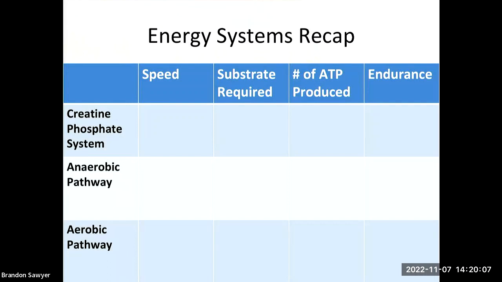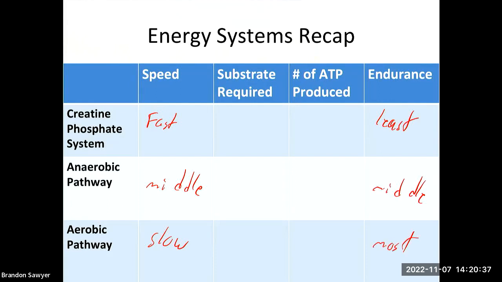All right, let's walk through this briefly together here. Okay, so let's do speed and endurance first. Creatine phosphate system, as far as speed goes, where are we at there? Yeah, this is our fastest, right? Anaerobic pathway is kind of in the middle there, right? And then aerobic pathway would be the slowest. Okay, then as far as endurance goes, creatine phosphate system has the least, right? Again, this one's in the middle. And this one has the most endurance.